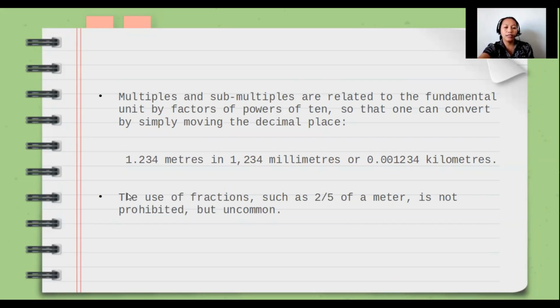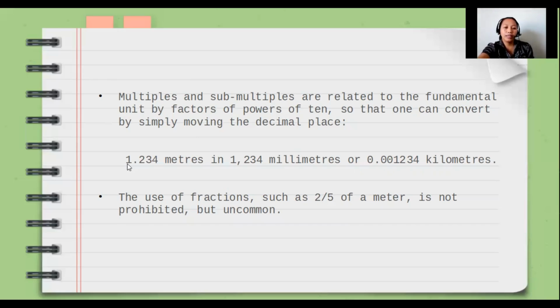Since we said a while ago that milli is 1 times 10 raised to the negative 3, therefore, from this original measurement, 1.234 meters, when we convert it to millimeters, what we're going to do is just move this decimal place 3 places to the right. So 1, 2, 3. Move 3 places to the right since the exponent of milli is negative.